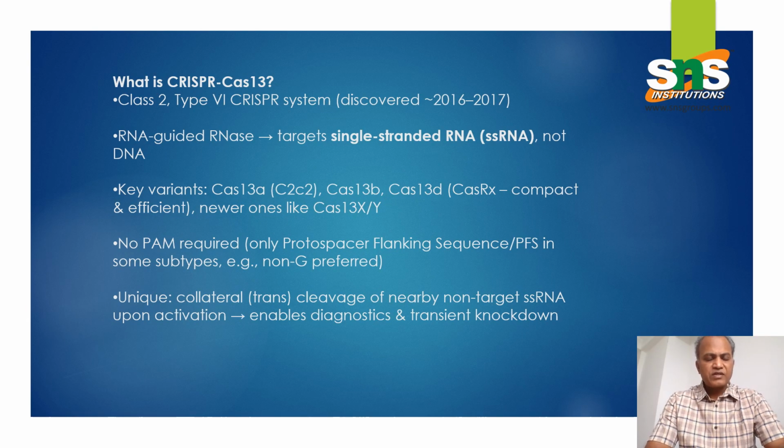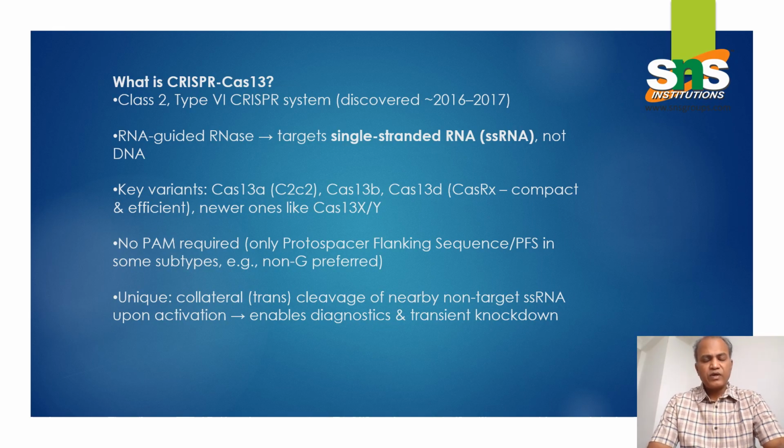So like the previous discussion, we are going to discuss one more advanced CRISPR-Cas system. It's nothing but CRISPR-Cas13. It was very recently innovated, during 2016-2017. It's a class 2, type 6 CRISPR system. It's an RNA-guided RNA system. When compared to the previous two systems, it's slightly different. It only cuts or targets single-stranded RNA and not DNA.